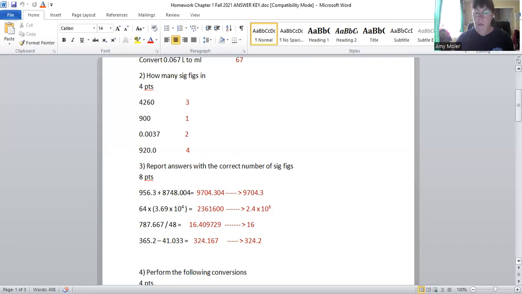Then we hit multiplying and dividing. So 64 times 6.39 times 10 to the 4th. So you need an exponent. Your calculator will give you multiple digits that are all reported by the calculator. So 2361600. But you're only allowed to report 2 sig figs. I wrote it in scientific notation, so 2.4 times 10 to the 6th. You could write it as 2,400,000 and put zeros after that, which also then only reports 2 significant figures.